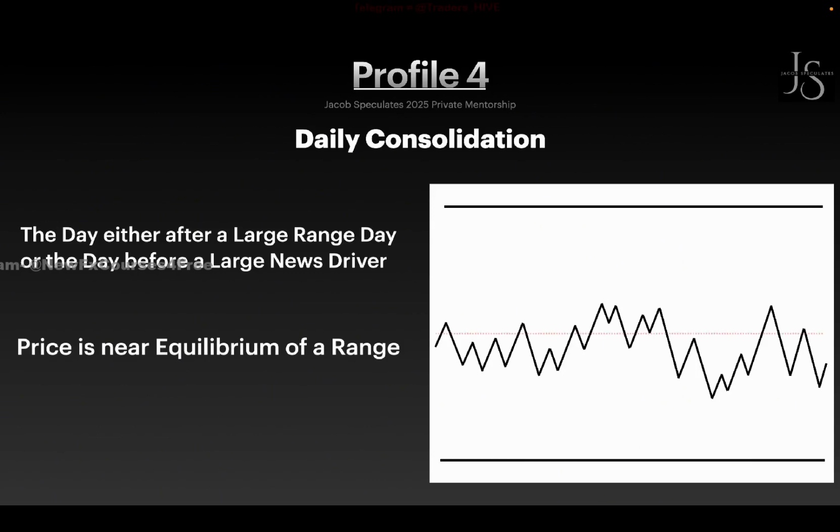Another reason why a day might be consolidative is due to the fact that price is near equilibrium of a range. If you go back and look in your charts, typically whenever price is within a range or at equilibrium of a range, it tends to just be consolidative until volatility is injected into the marketplace that allows it to break out of that consolidation, and avoid trading these conditions.